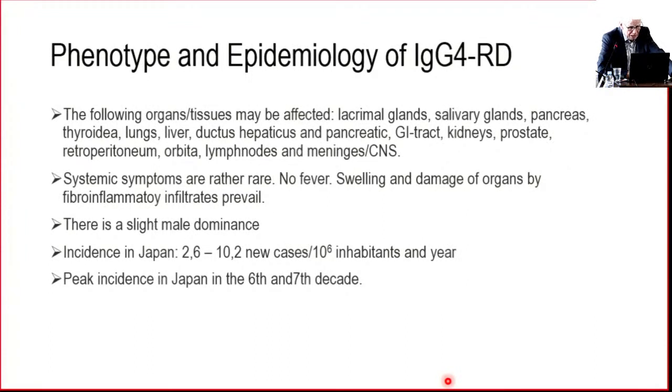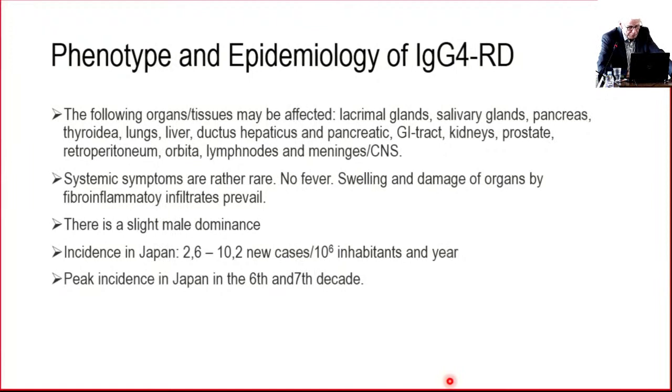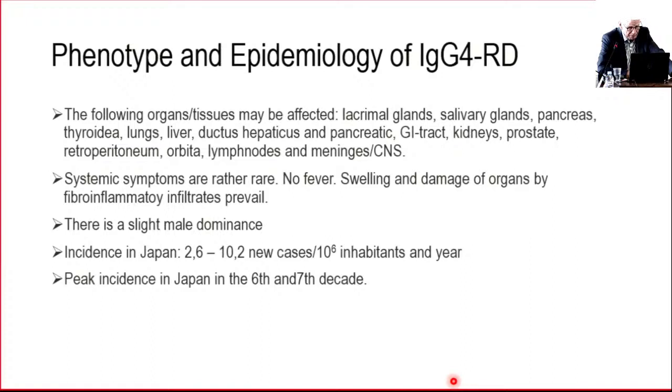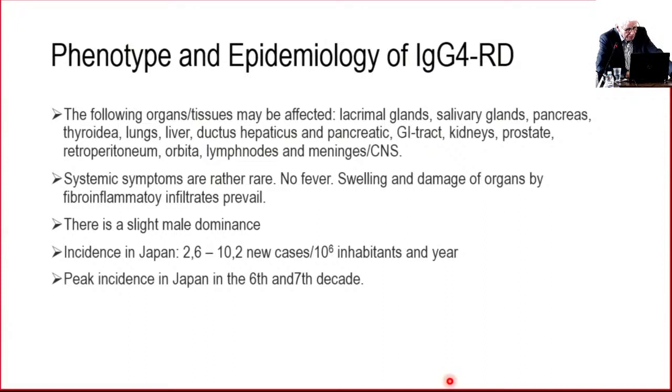Systemic symptoms are rather rare, particularly if there's no fever. And as you will see later on, fever would be an exclusion criterion for this disease. Swelling and damage of organs by pro-inflammatory infiltrates prevail. There's a slight male dominance in Japan, where the disease was first described, and in South Korea. The incidence is about 2.6 to 10.2 new cases per million inhabitants per year. Peak incidence in Japan is in the 6th and 7th decade.